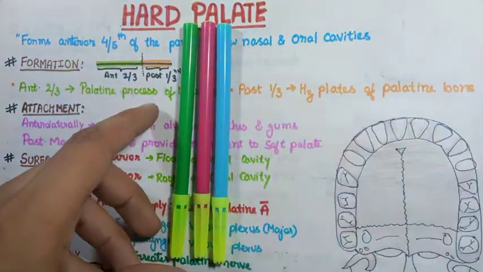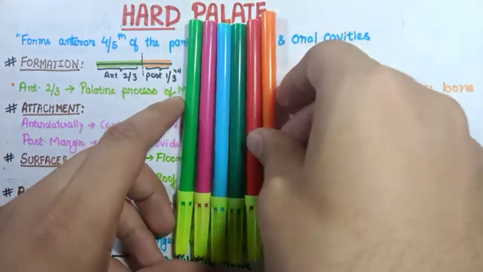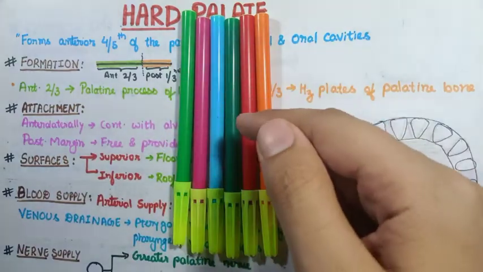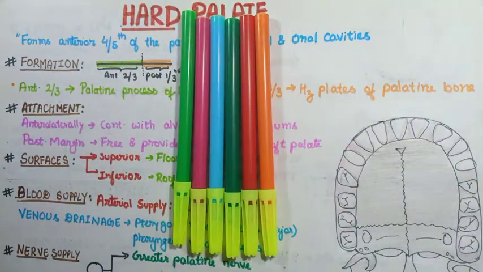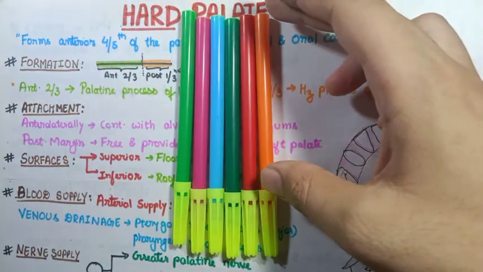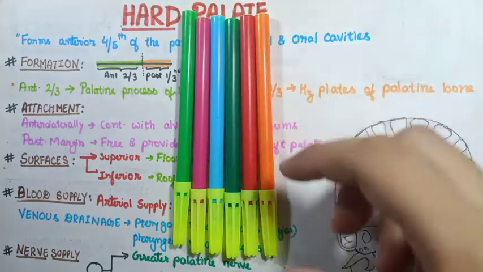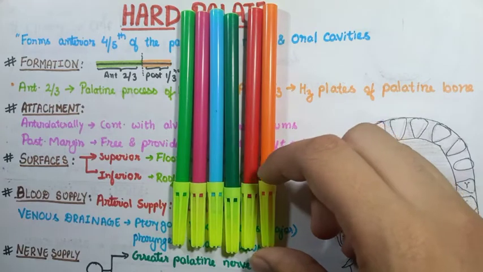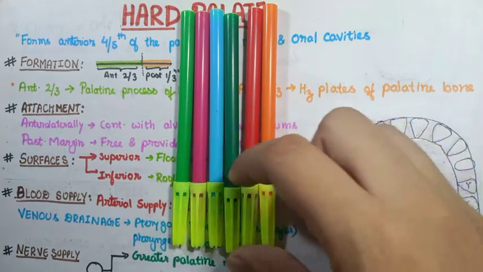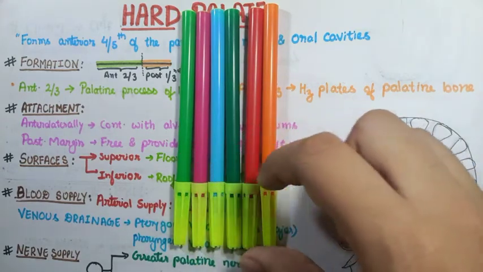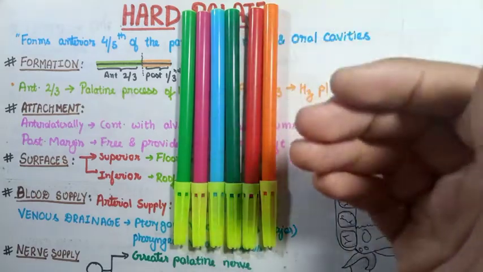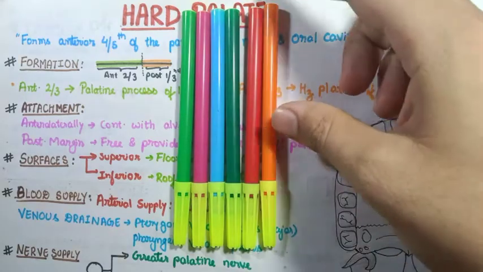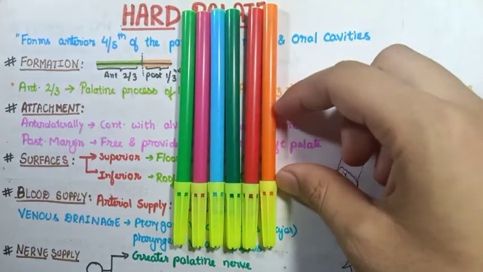So suppose this is the layer of the palate simply. This plane of the sketches signifies the plane of the palate. The anterior 4/5 is formed by the hard palate, while the posterior 1/5, suppose in this case the sketch pen caps are signifying the posterior 1/5. You can see the posterior 1/5 is forming the soft palate, while the anterior 4/5 is actually the hard palate. Hard palate is further divided into two parts, anterior 2/3 and a posterior 1/3.